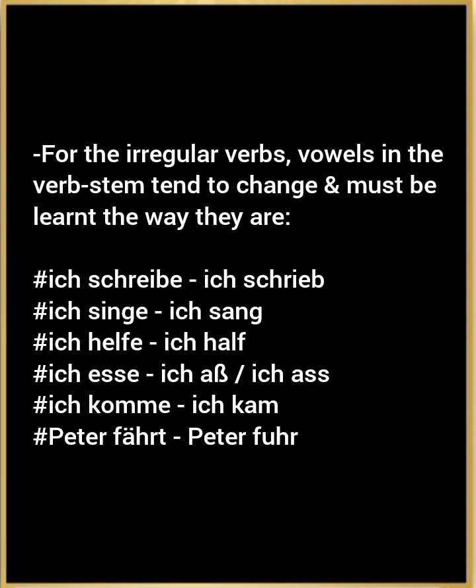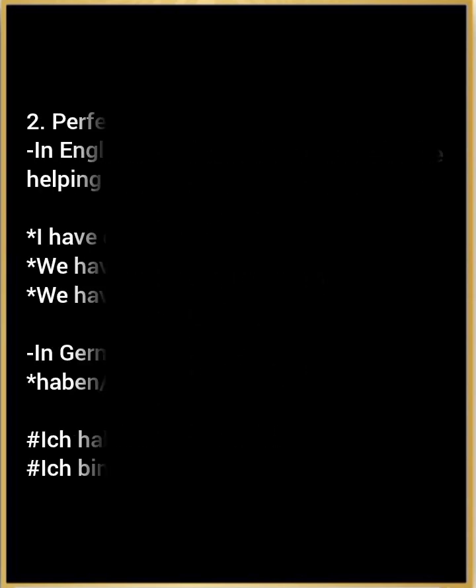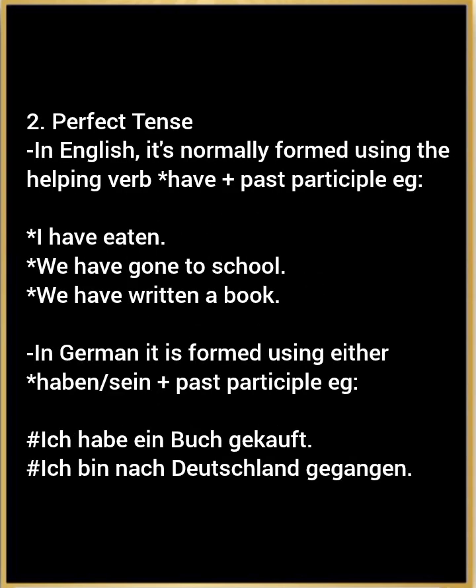Let's proceed then and have a look at also the perfect tense. Now, how do you form the perfect tense? In English, we normally form it using the helping verb have plus past participle, right? Like I have eaten, we have gone to school, we have written a book. So you can see in English you form it by using have plus past participle. I have gone, I have eaten, we have gone, right?